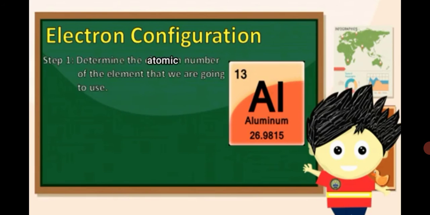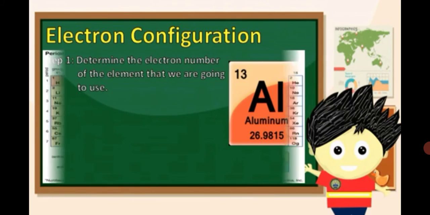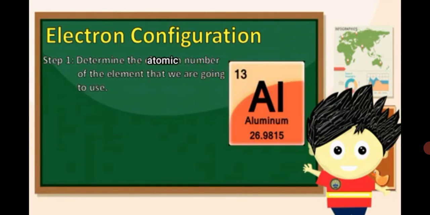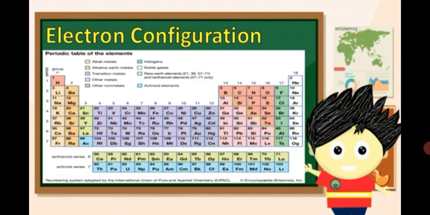Step 1, we are going to determine the atomic number of the element that we are going to use. For us to determine the atomic number of an element, we are going to use the periodic table of elements. Using the table of elements, we know that the atomic number of an element is always presented on the upper portion of the element symbol, just like this. Minsan, makikita natin ang atomic number sa upper right or upper left portion ng element symbol, depende sa version ng periodic table na gamit natin.